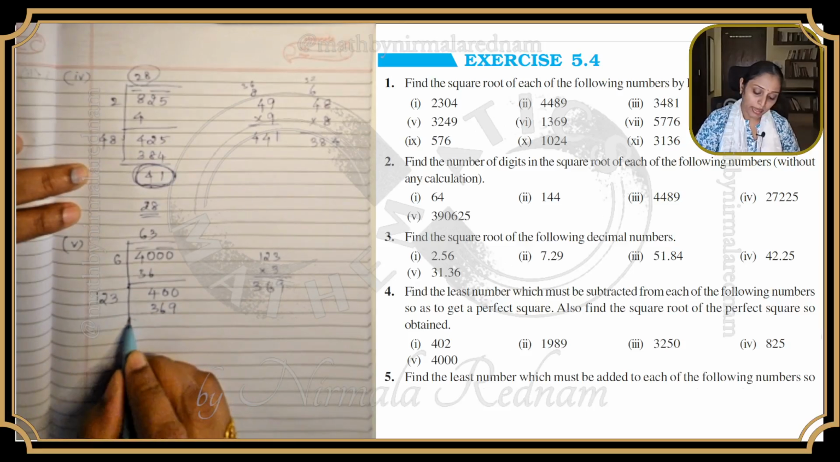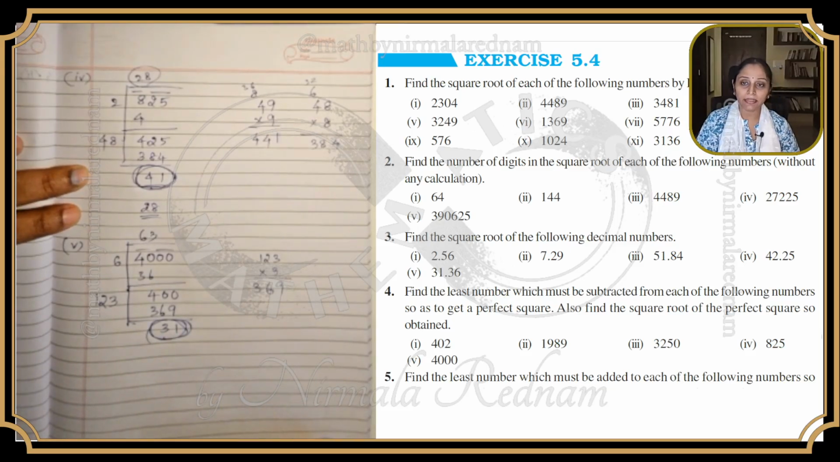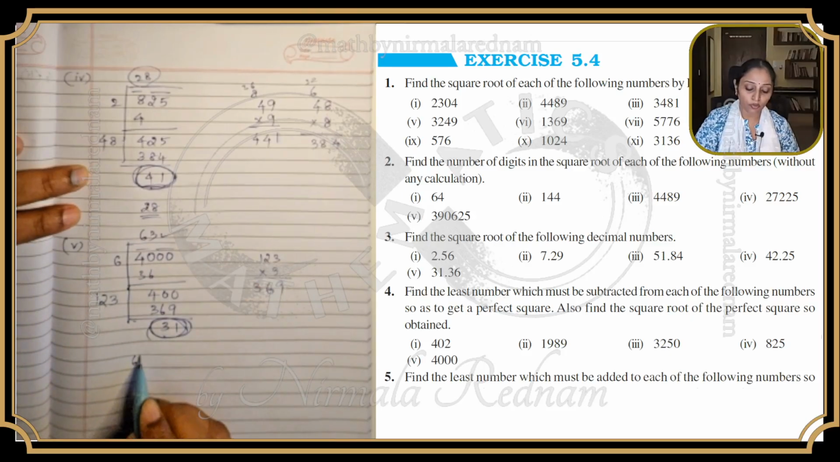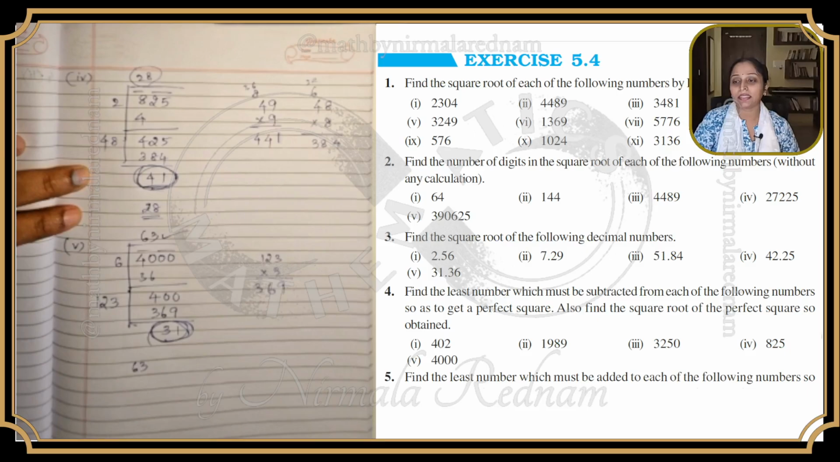369, right? And the subtraction gives me 31. That means I have to subtract 31 from the given number to make it a perfect square, and the square root is going to be 63. Okay, so this is your sums regarding subtracting something to make it a perfect square, right?